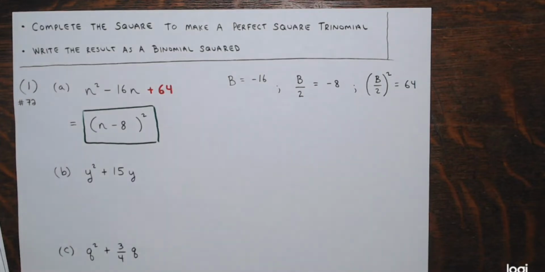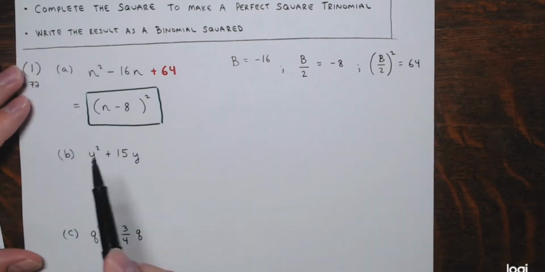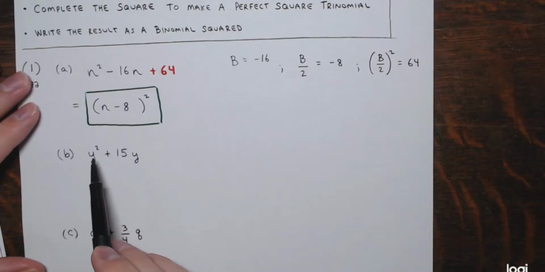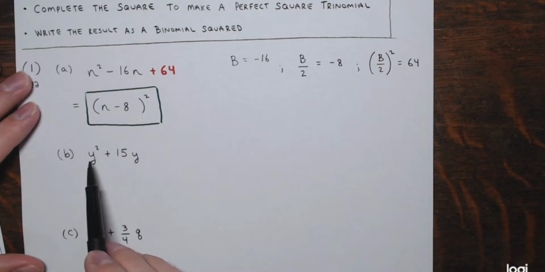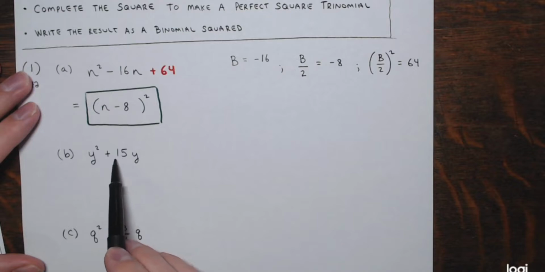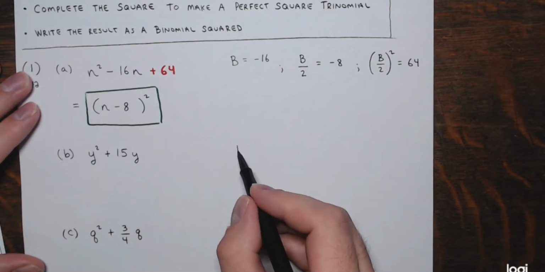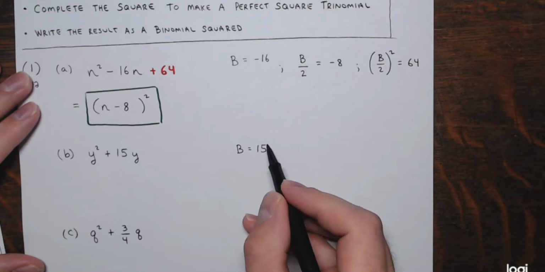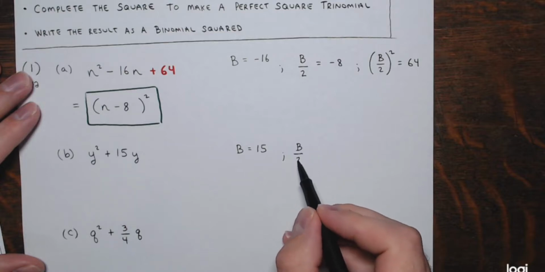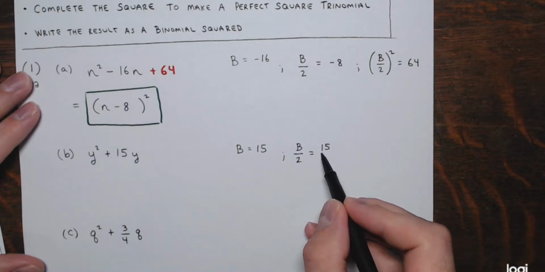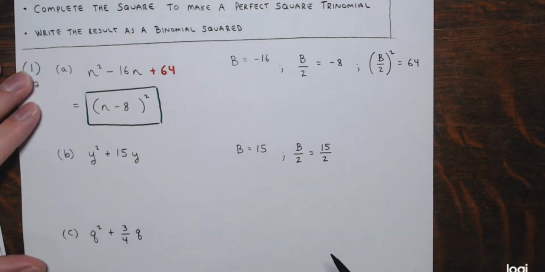All right, so let's do the same thing here. Now we got part b. So again, same setup. We've got a binomial where there's a quadratic term, a squared term, and a linear term, or a first powered term. The coefficient on the squared term is 1, and the b here, the linear coefficient, is positive 15. Then you find half that, which would just be 15 halves, 15 divided by 2, or 7.5 if you want to write decimals. There's nothing wrong with that, as long as it's equivalent.